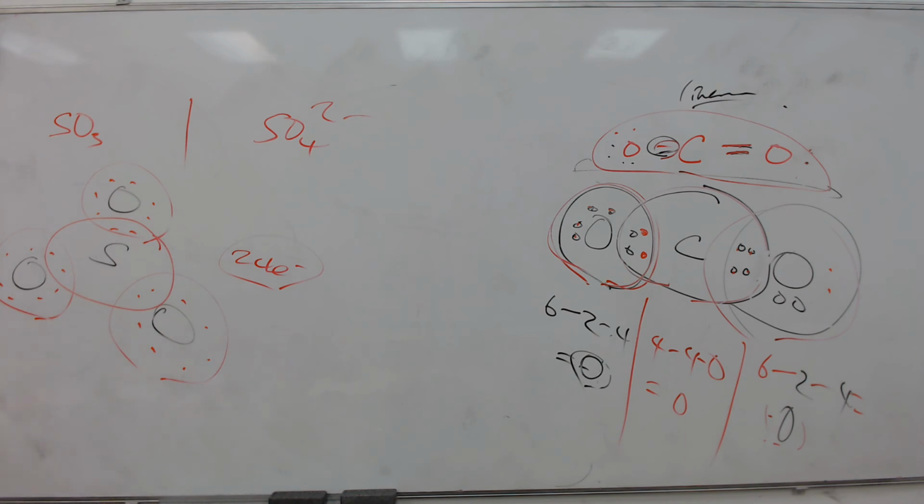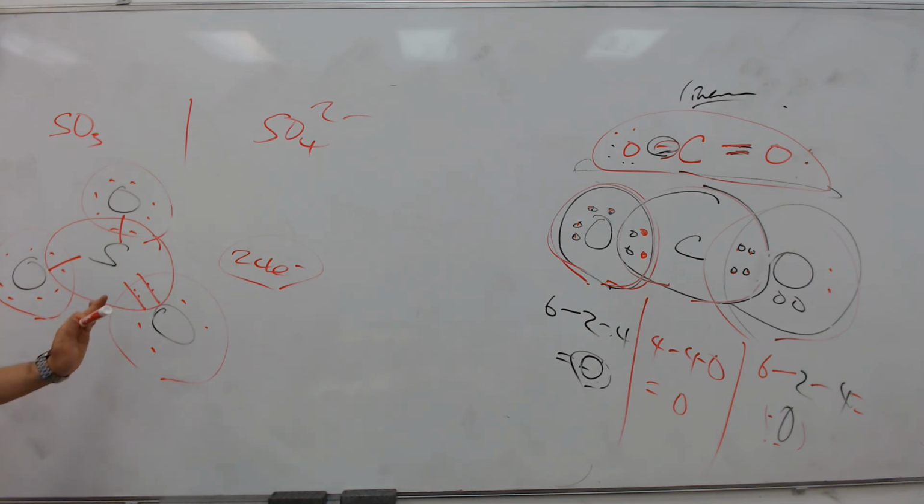Sulfur's not happy. Sulfur doesn't have the octet right now. Do you know what I'm saying, guys? Any questions, guys? So which means what? One of them has to be double bonded. Single bond, double bond, single bond. That's what they got. You understand, guys?